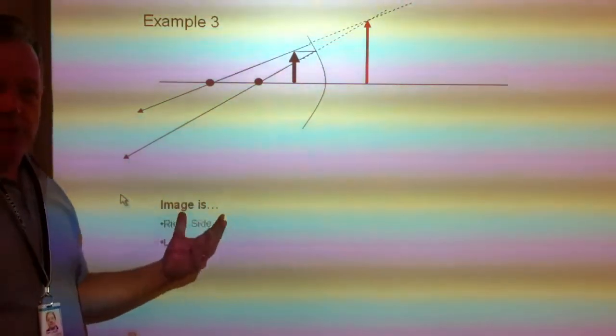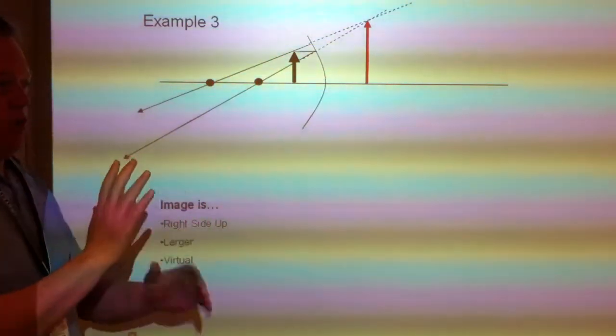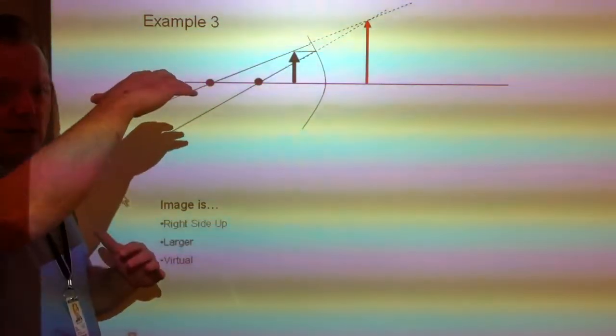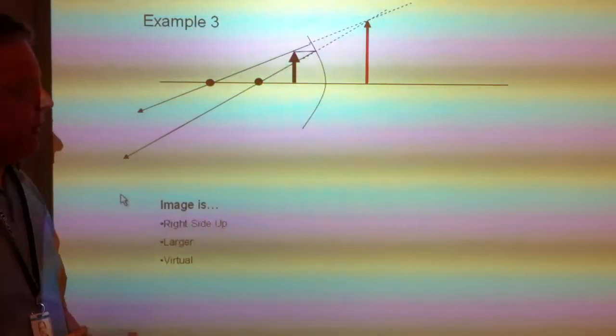An example of this is a makeup mirror. With a makeup mirror, you want to see a magnified version of your face so you can be real particular about where you're putting the makeup.